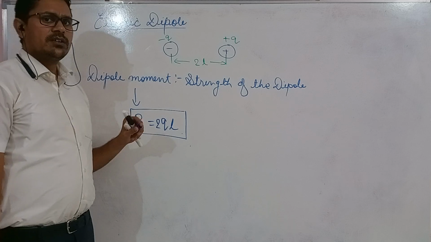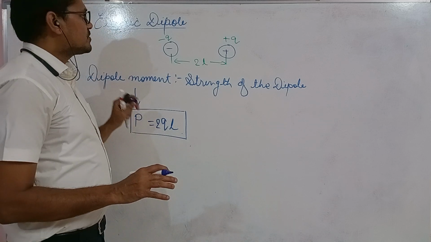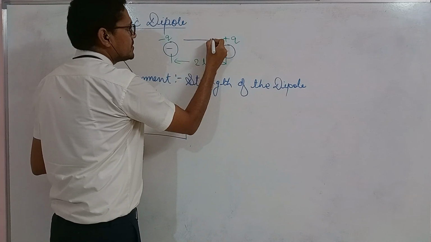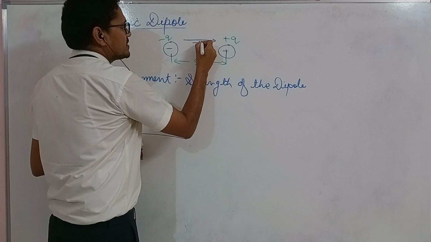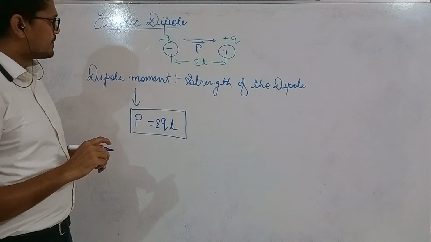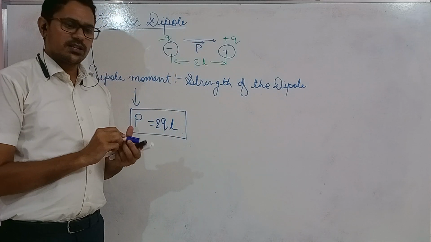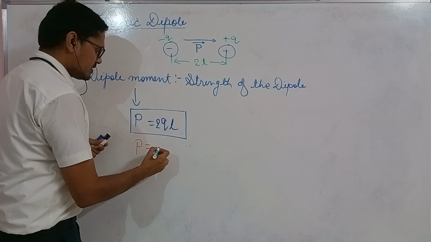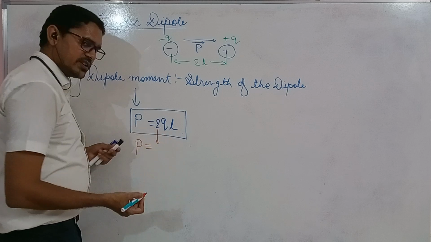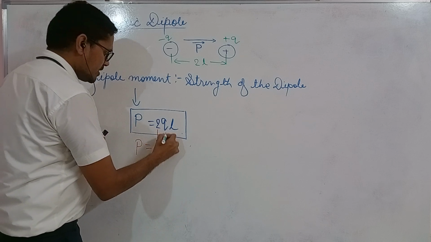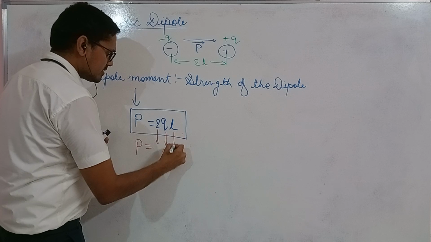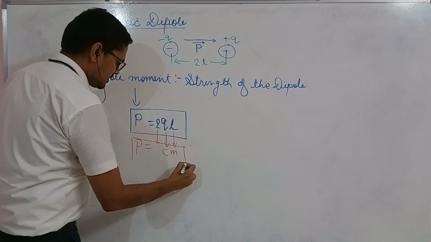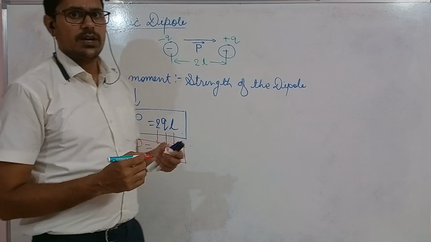It's a vector quantity, so it must have direction as well. To find the direction of the dipole moment, it is always taken from negative to positive. So this is the direction of the dipole moment we have. Now let's talk about the unit as well. The SI unit of the dipole moment would be given by P is equal to 2, which is a unitless quantity, a constant value. Q is measured in coulomb and the length is measured in meter. So coulomb meter is the SI unit of the dipole moment.